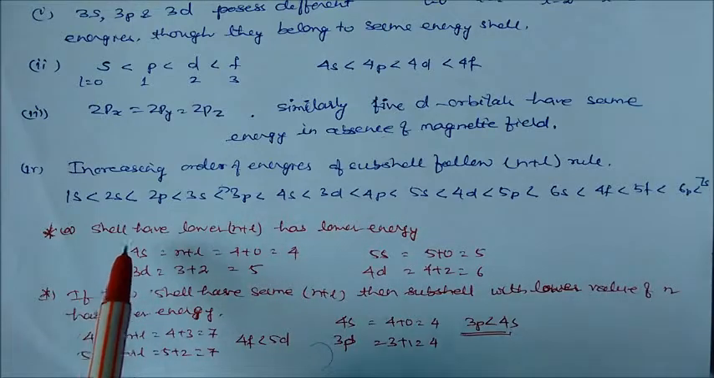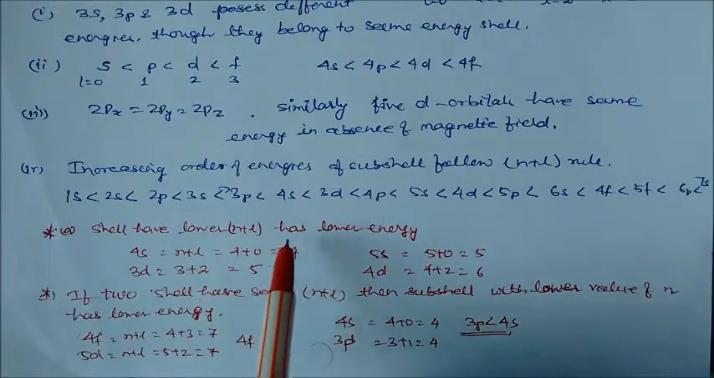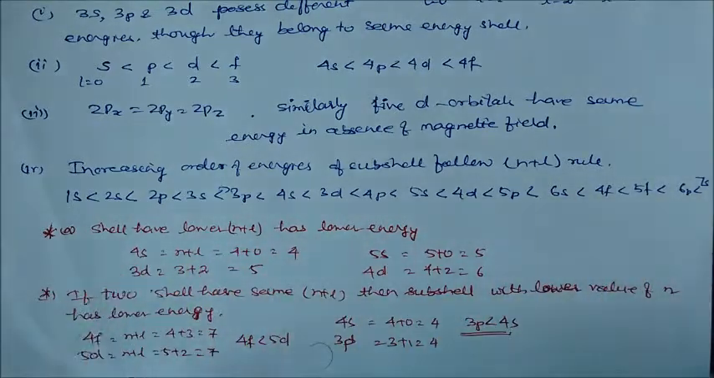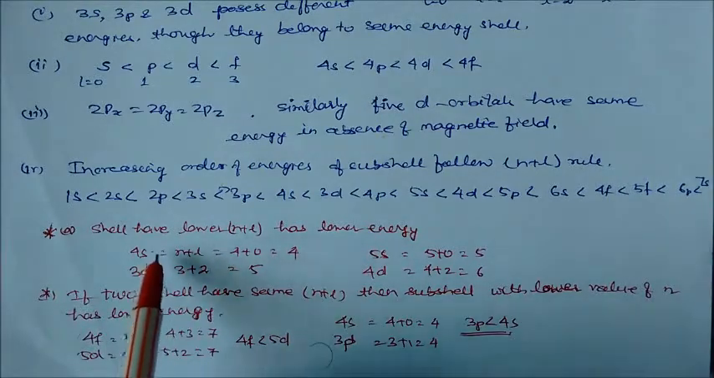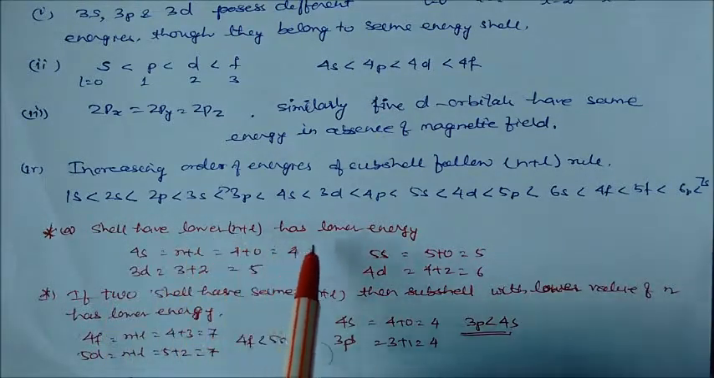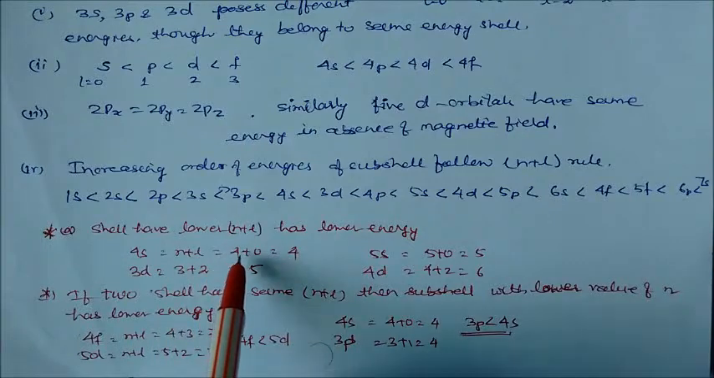See here, the shell having lower n plus l is filled first, by the n plus l rule. Already I have given it here also. So if the shell has lower n plus l, like 4s: n means here 4, l means 0, so 4.